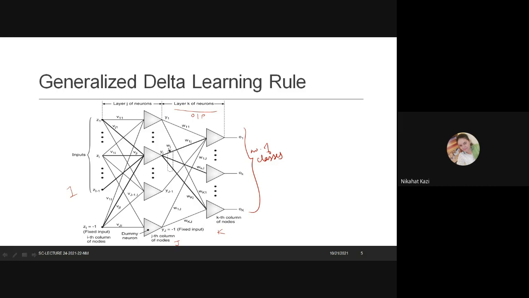Okay. Now, there are two sets of weights because there is one set of weights which is connecting the inputs to the hidden layer, and the second set of weights is connecting the hidden layer neurons to the output layer. Okay. So W are the weights which are connecting hidden to output, and V are the weights which are connecting the input layer to the hidden layer. Okay. So this is the network architecture that we are looking at for our derivation.